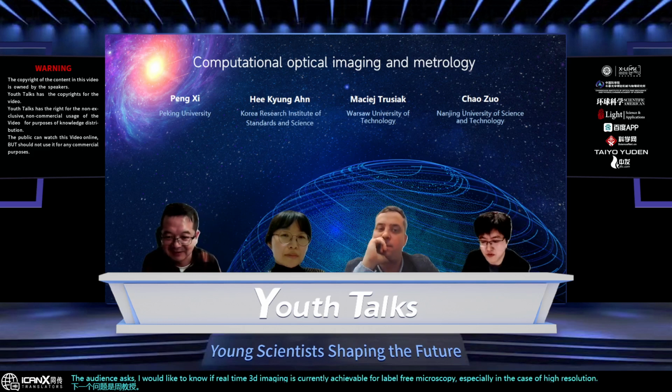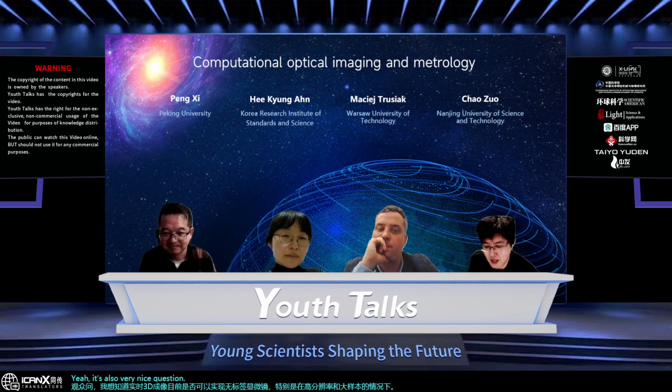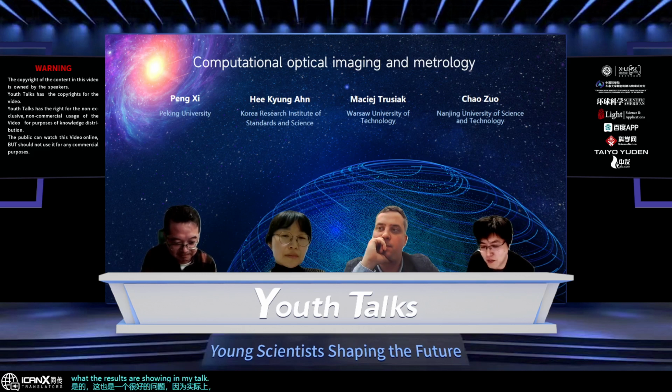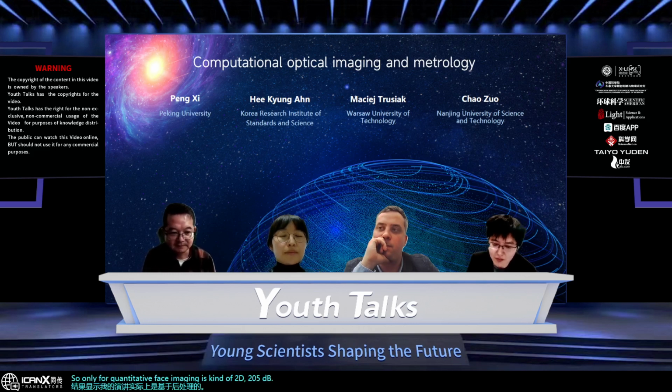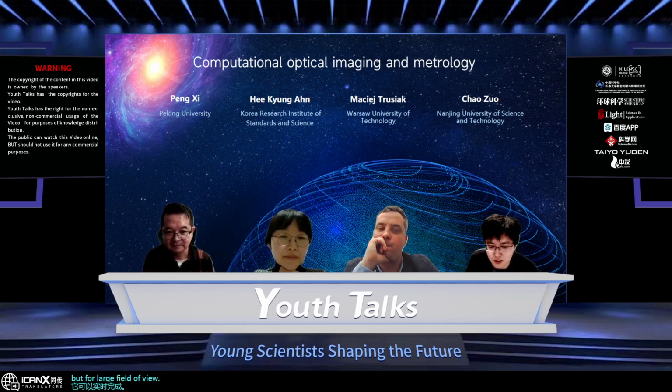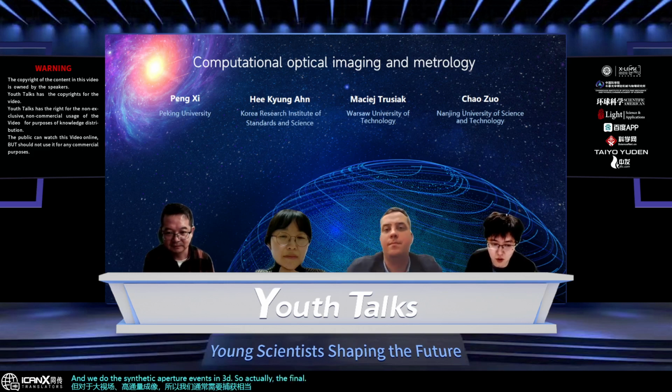Yeah, it's also a very nice question, because actually the result I show in my talk is based on post-processing. Quantitative phase imaging, which is kind of 2D, or 2.5D as we have mentioned, can be done in real time. But for large field of view, high throughput imaging, we normally need to capture quite a lot of raw data, and we do the synthetic aperture even in 3D. So actually, the final image data is quite large.